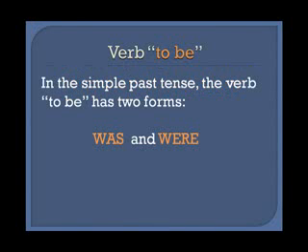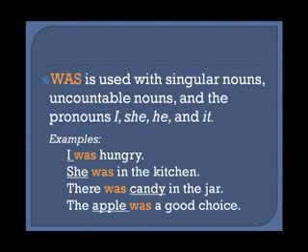In the simple past tense, the verb to be has two forms, was and were. Was is used with singular nouns, uncountable nouns, and the pronouns I, she, he, and it. Examples: I was hungry. She was in the kitchen. There was candy in the jar. Candy is an example of an uncountable noun. The apple was a good choice. This is an example of a singular noun.